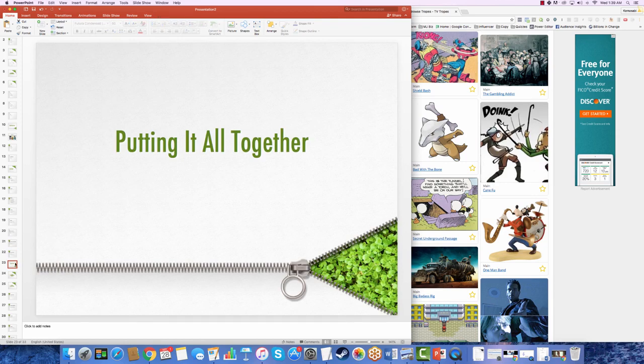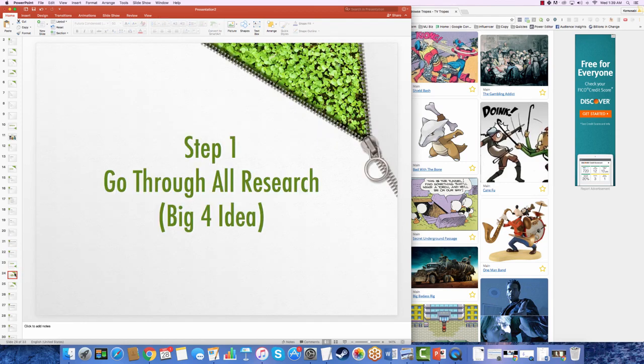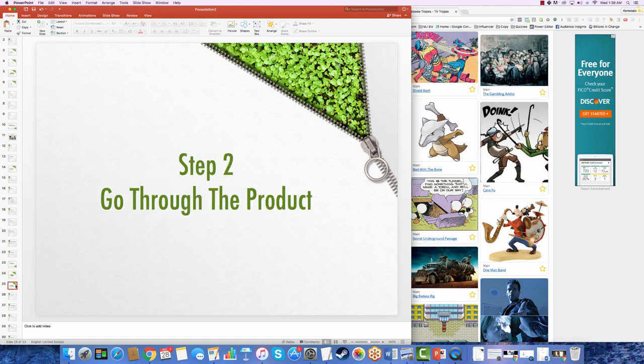So let's put it all together. Step one, go through all of your research, the big four and your big idea. Get all your research out of the way, understand your target market, know what their primal desire, primal fear, and core needs are, know what the awareness is of the market you're targeting and the sophistication of the market overall. Once you've got all that and you've got a good big idea for your piece, that is step one. Okay? Step two, go through the product.